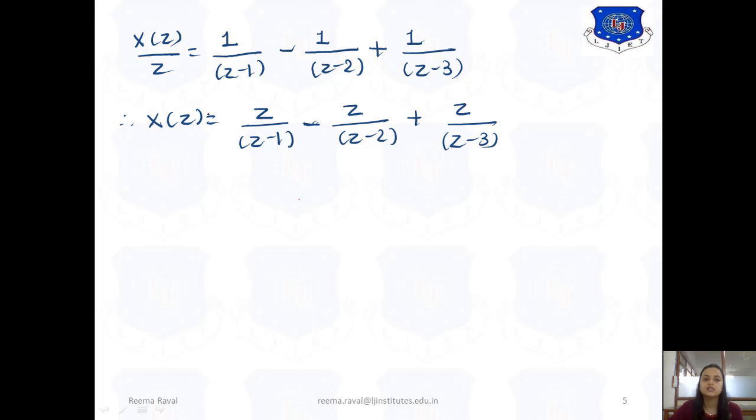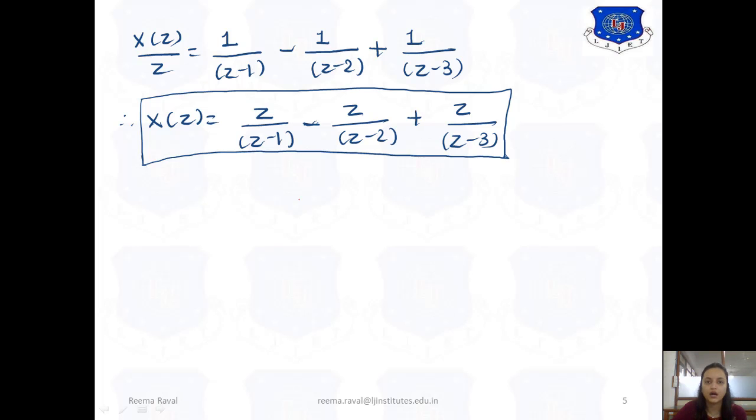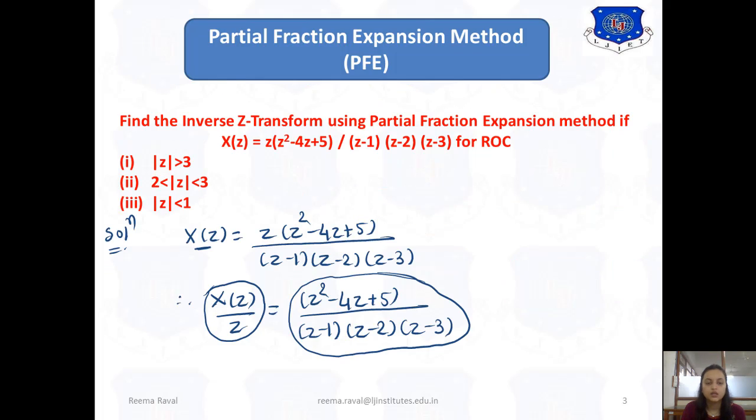So this is the X(z), for which we have to find x(n) according to the ROC conditions. Okay, so this is how we have obtained the X(z). And now we will find x(n) for the given ROC cases. Let us see which ROC cases are given to us. So the first case over here is |z| greater than 3.